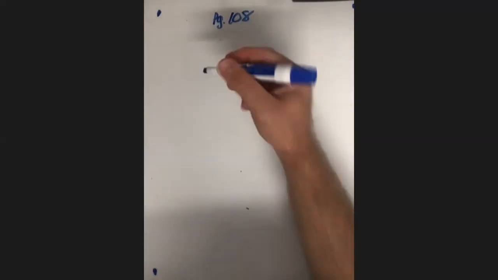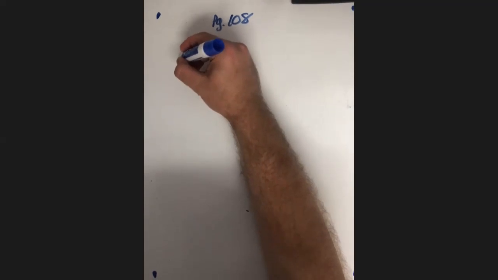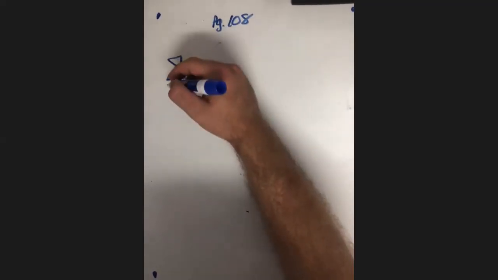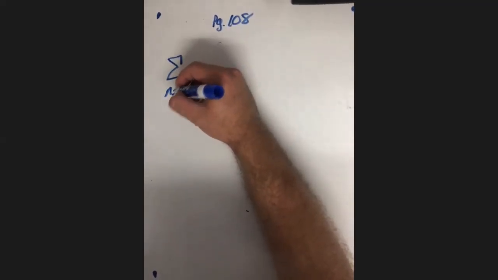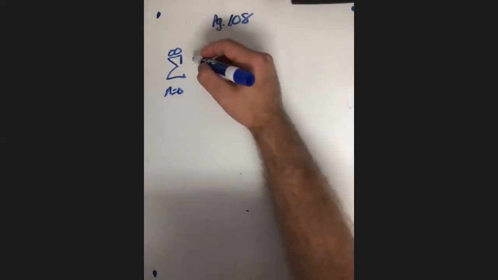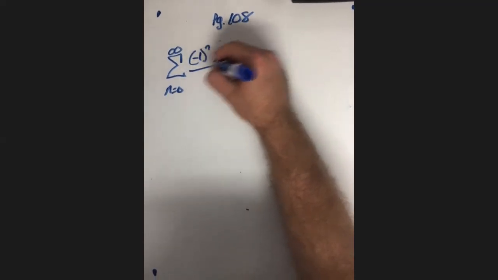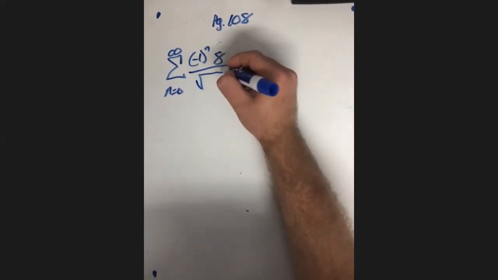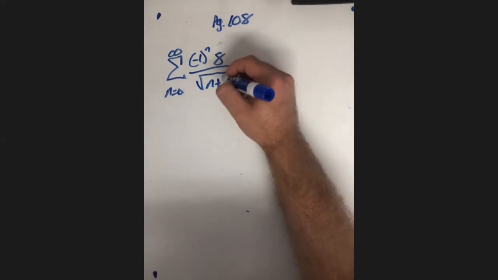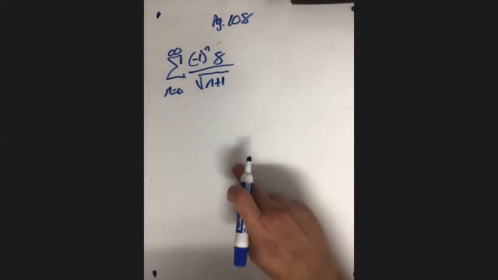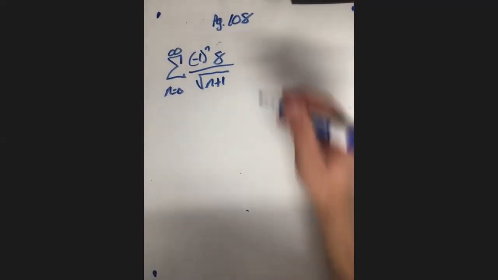All right, let's look at number 2. I have the series from n equals 0 to infinity of (-1)^n times 8 over the square root of n plus 1. Awesome. The first thing I'm going to do is look at the limit.